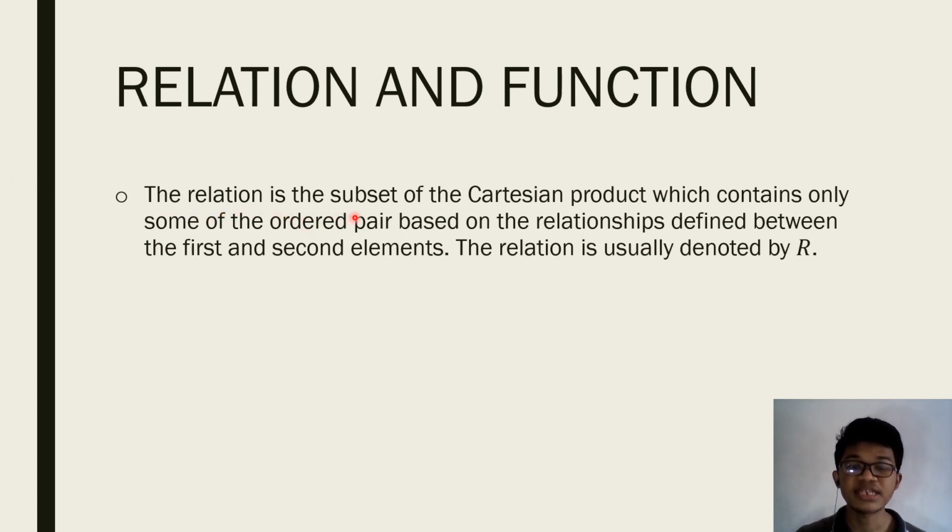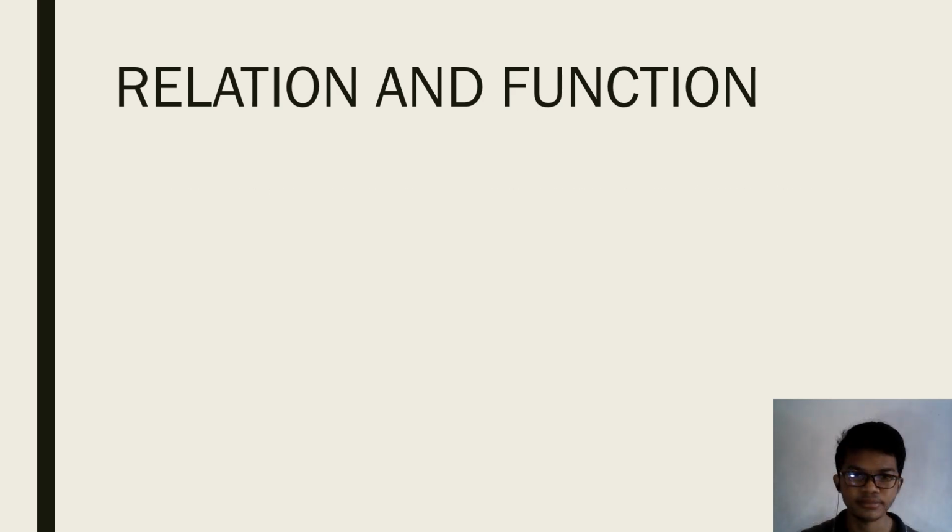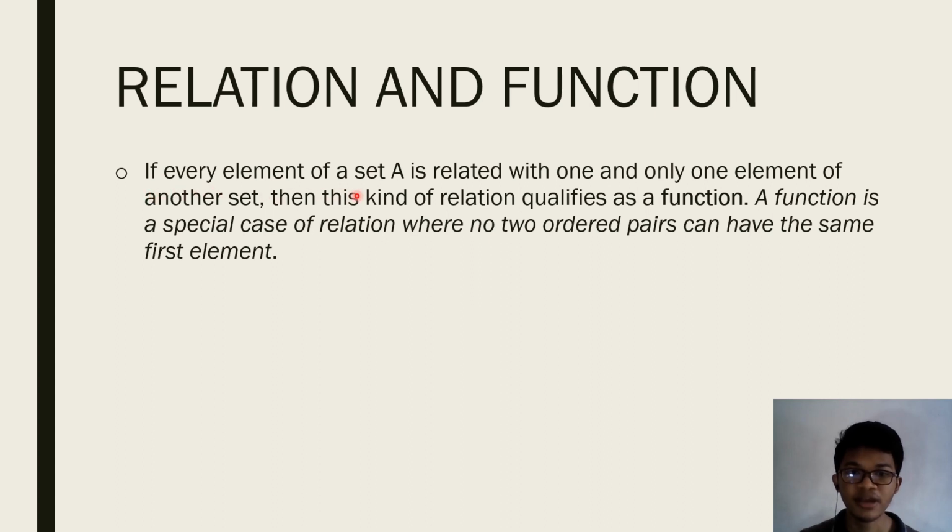The relation is a subset of the Cartesian product, which contains only some of the ordered pairs based on the relationships defined between the first and second elements. The relation is usually denoted by R. If every element of a set A is related with one and only one element of another set, then this kind of relation qualifies as a function. A function is a special case of relation where no two ordered pairs can have the same first element.